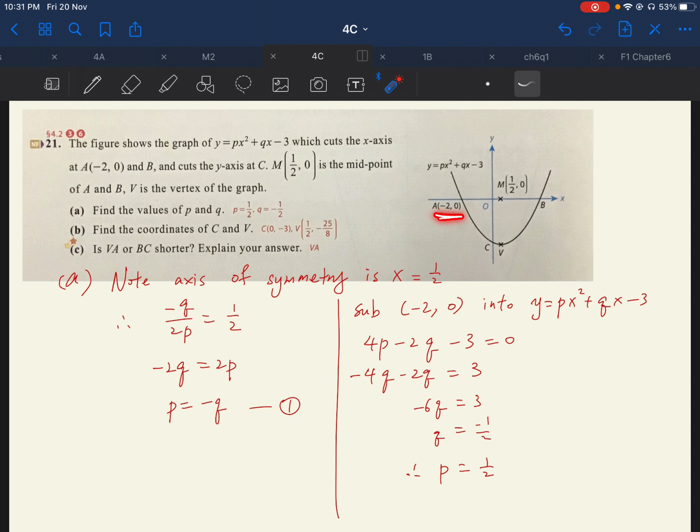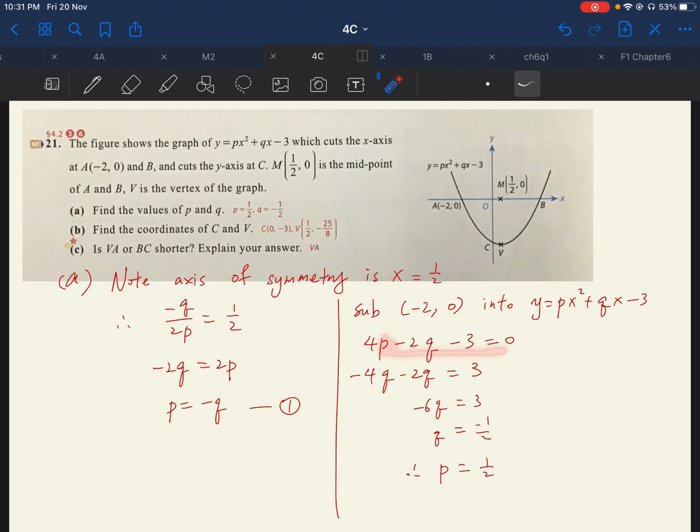Another piece of information is that negative 2, 0 lies on the curve. So I can sub this point into the function. It should satisfy. So by putting it in, I mean put x equals negative 2, y equals 0. So I have this.